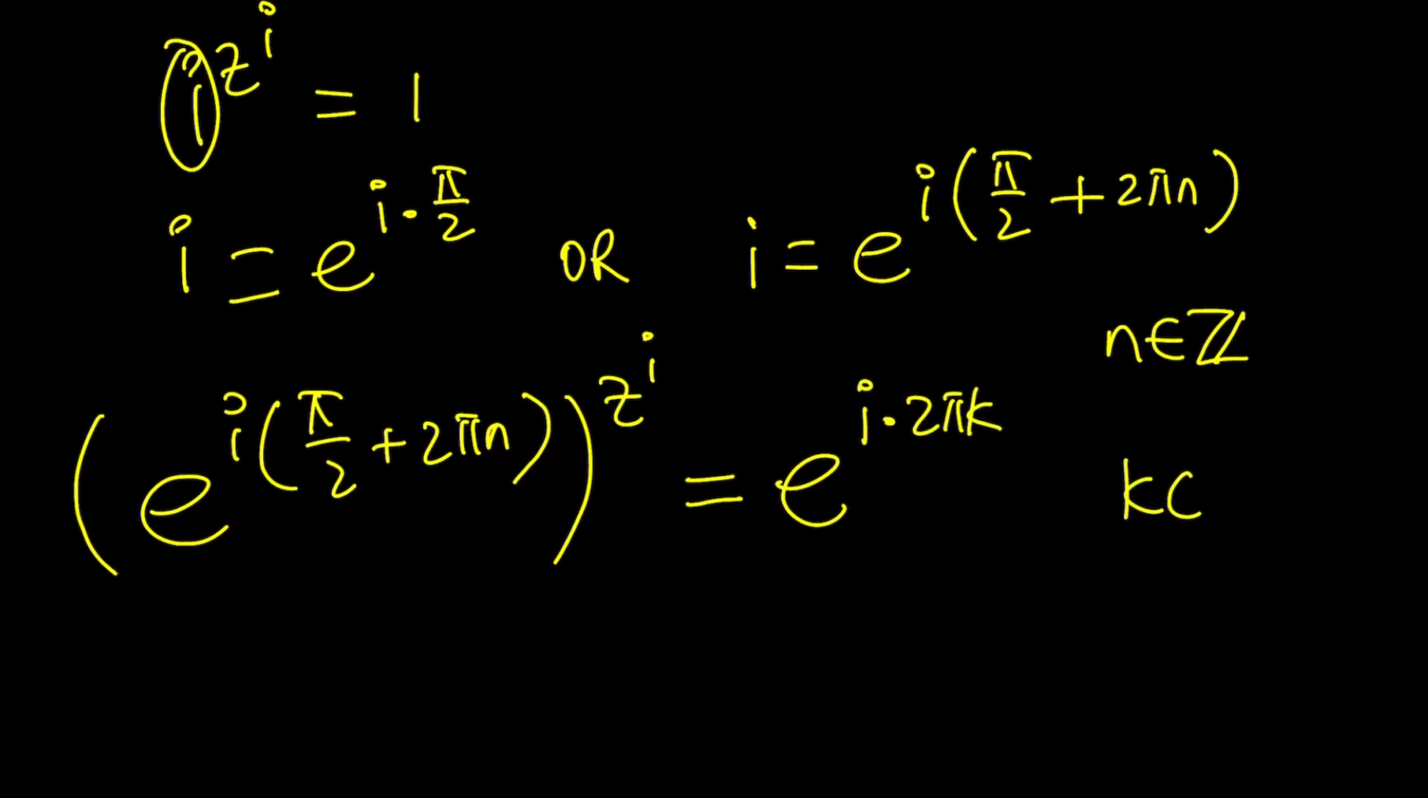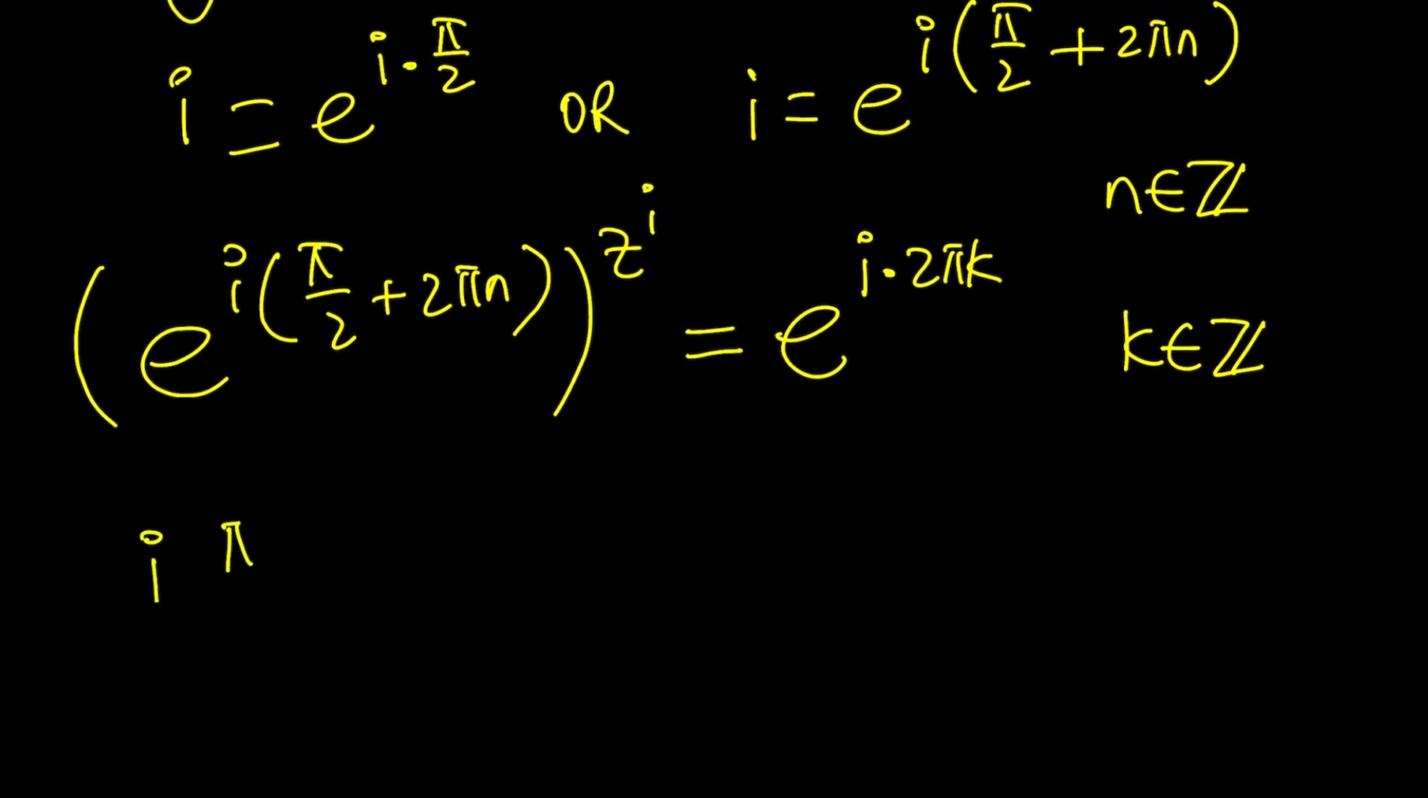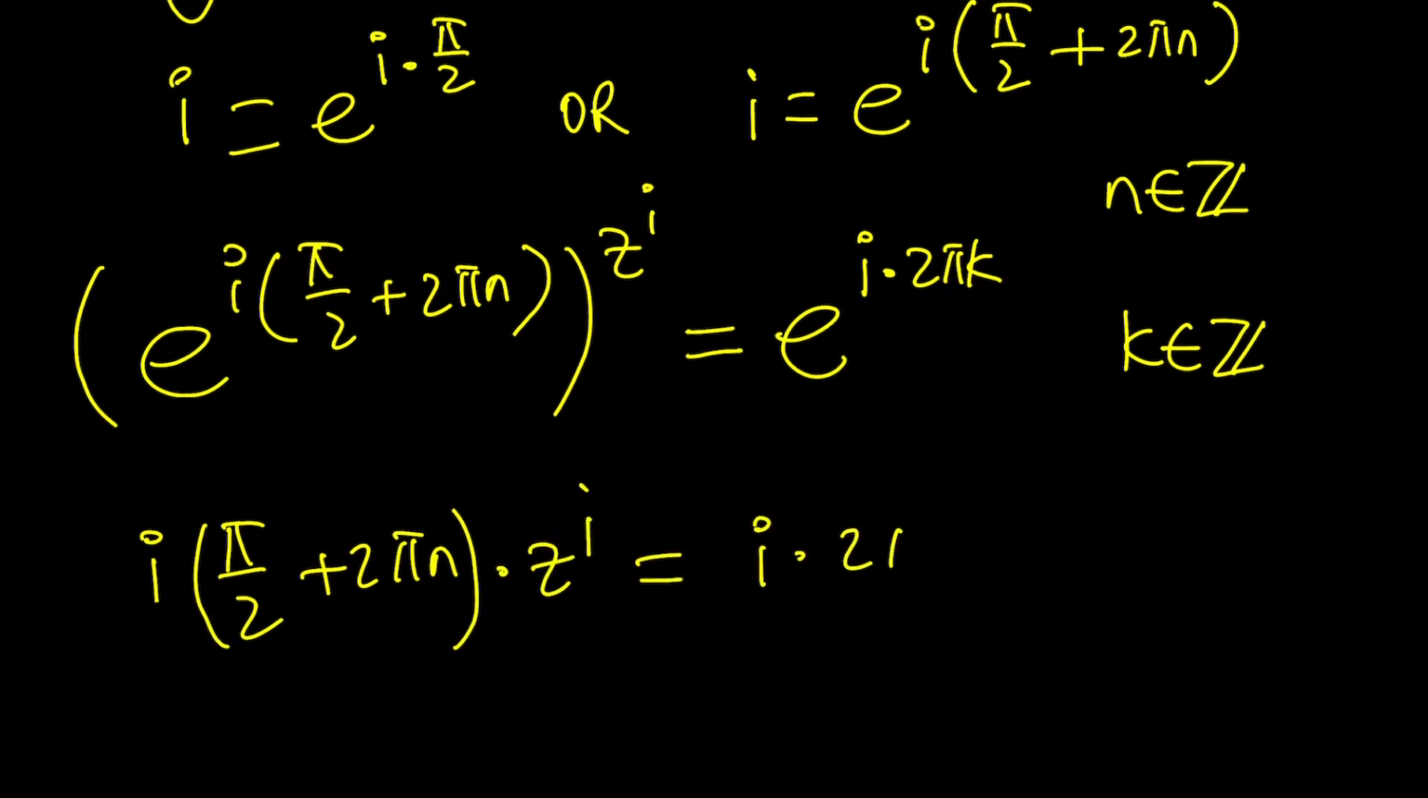k is another integer. They don't have to be the same, but k is an integer, and if k is 0, we get e to the power 0, which is 1. If k is not 0, we still get 1, because all multiples of 2 pi always give you 1 on the unit circle, right? Great. Now let's go ahead and exponentiate, and we're going to be multiplying the exponents here on the left hand side. So that's going to give us i times (pi over 2 plus 2 pi n), multiplied by z to the i, and on the right hand side, we have i times 2 pi k. So what I did was basically set the exponents equal to each other, right?